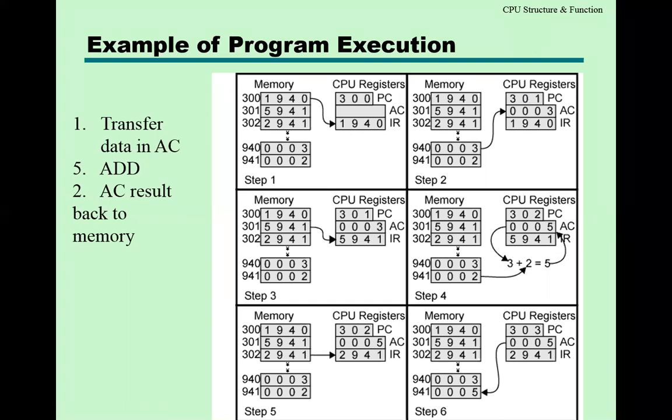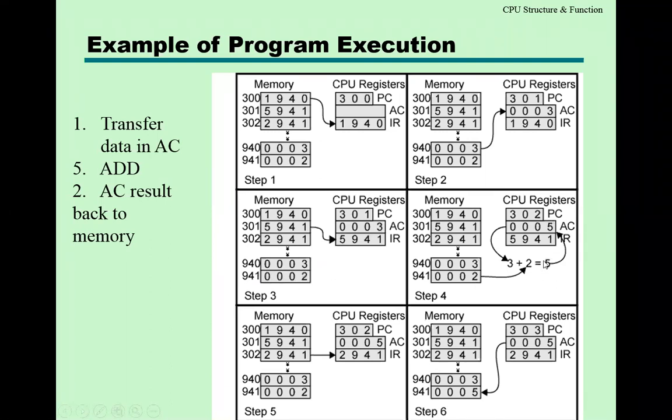So the IR decodes the instruction. What is the meaning of 5? 5 is for addition. So addition with whom? With which data? The data given in the instruction, that is 941. The data which is at location 941. So at 941, what is the data? 0002. So the addition will happen between the accumulator and the data at location 941.